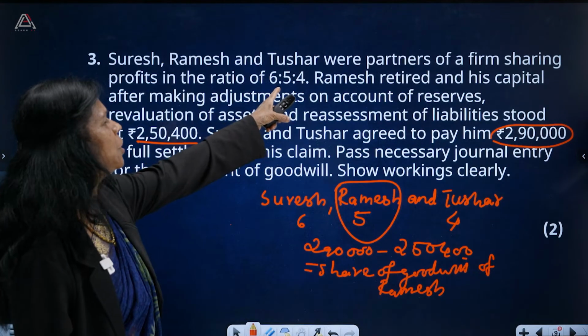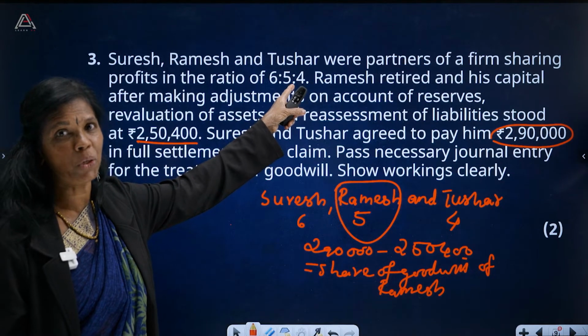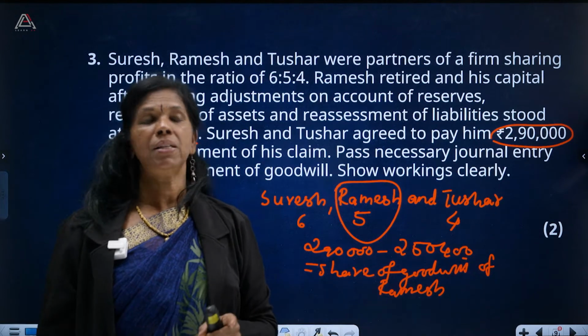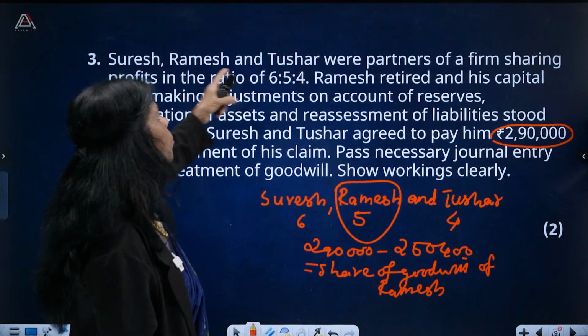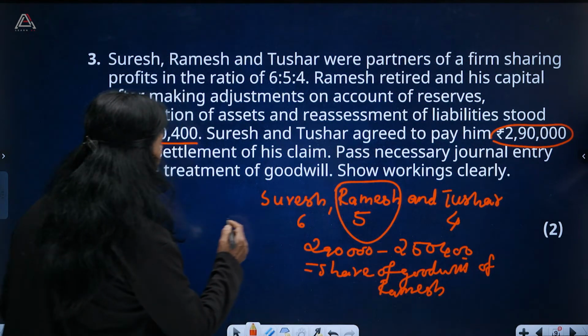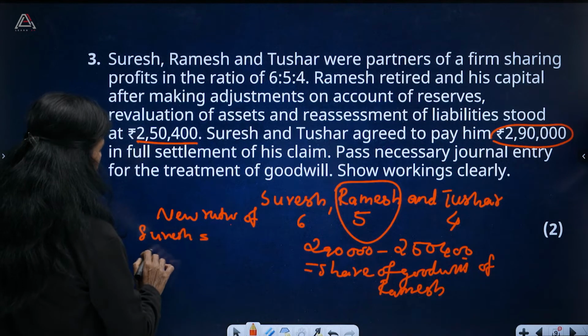See, what is the ratio? 6:5:4. This is the old ratio. Then gaining ratio we have to find out only for remaining partners. Who are the remaining partners? Suresh and Tushar.